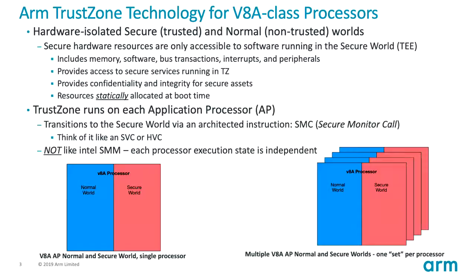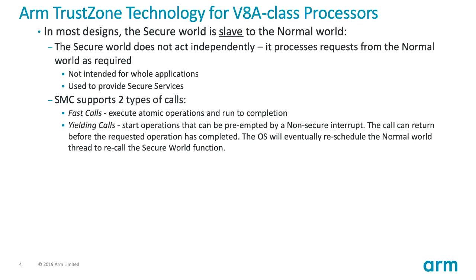One other point, I think that's probably clear at this point, but it's not like SMM. When you issue an SMC, it's only local to that processor. All the other processors continue to execute whatever they're executing. There's no interruption or disturbance of the other processors. And we're talking about V8A here. There are changes for M class, but I'm not going to talk about those today.